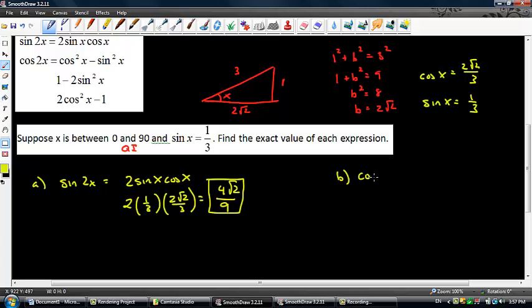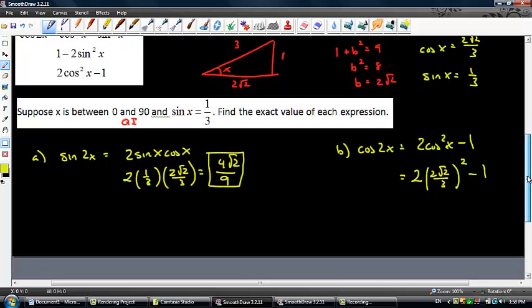Let's do cosine. That is cosine squared x minus sine squared x. I just choose to use this one. No big deal. You can actually, you know what? No, let's not do that. Let's do a different one. Let's do 2 cosine squared x minus 1. Variety being the spice of life. So that's going to be 2 times, well, cosine squared, that's 2 rad 2 over 3 squared minus 1.